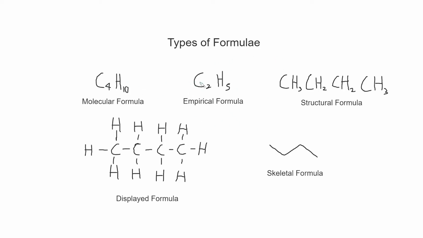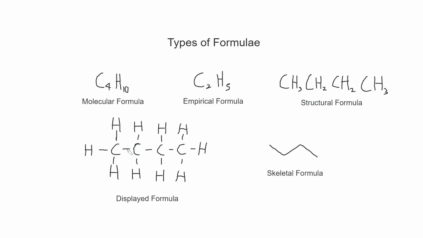Let's look at the empirical formula first. The empirical formula is simply the smallest whole number ratio of each element. So here we have C4H10, that is a ratio of 4 to 10, and if we just divide that by 2, we get a ratio of 2 to 5. That's our empirical formula.